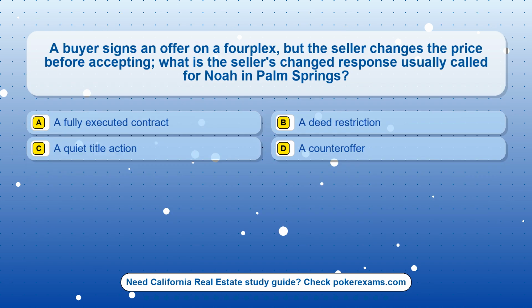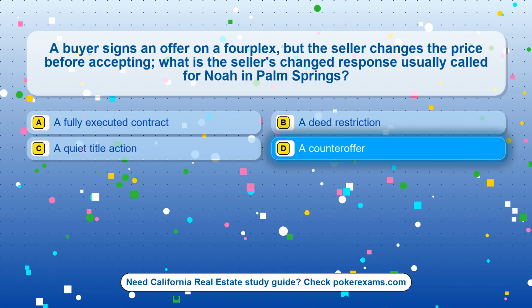Question 5. A buyer signs an offer on a fourplex, but the seller changes the price before accepting. What is the seller's changed response usually called for Noah in Palm Springs? Option A. A fully executed contract. Option B. A deed restriction. Option C. A quiet title action. Option D. A counteroffer.